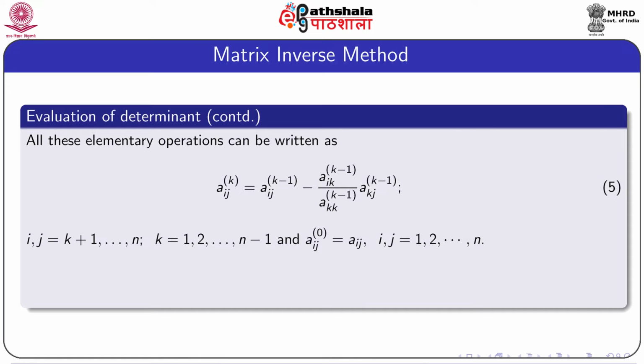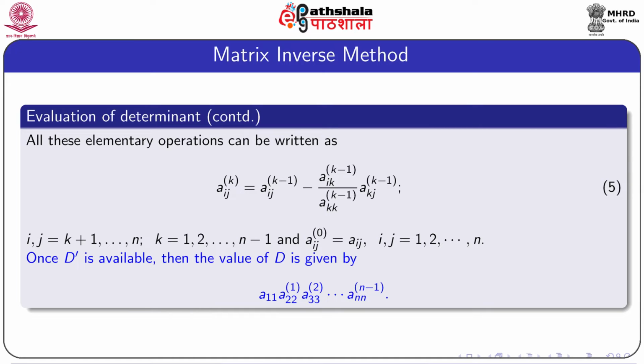All these elementary operations can be written in a compact form as a_ij^(k) = a_ij^(k-1) - (a_ik^(k-1) × a_kj^(k-1)) / a_kk^(k-1). For this formula, the values of i and j are k+1 to n, and the values of k are 1, 2 up to n-1, and a_ij^(0) means the original a_ij for all i and j.